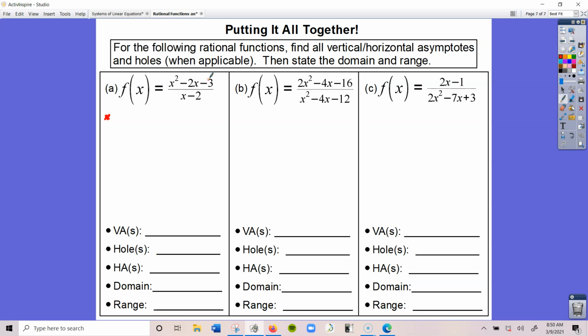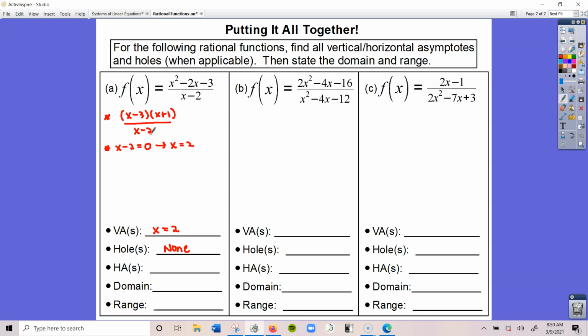In order to factor this numerator, x squared minus 2x minus 3, that is (x minus 3)(x plus 1) over (x minus 2). Now nothing cancels. So since nothing cancels, that means I already know that we have no holes. Now for the vertical asymptotes, that's when the denominator is equal to 0. So if we solve for x, we get that x equals 2. So that is the equation of my vertical asymptote.